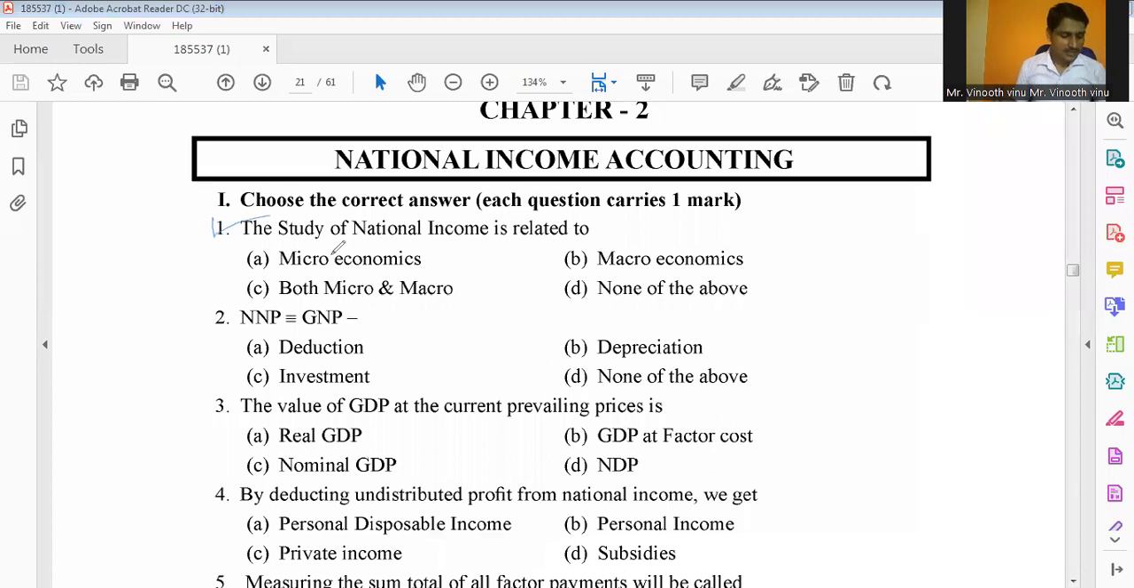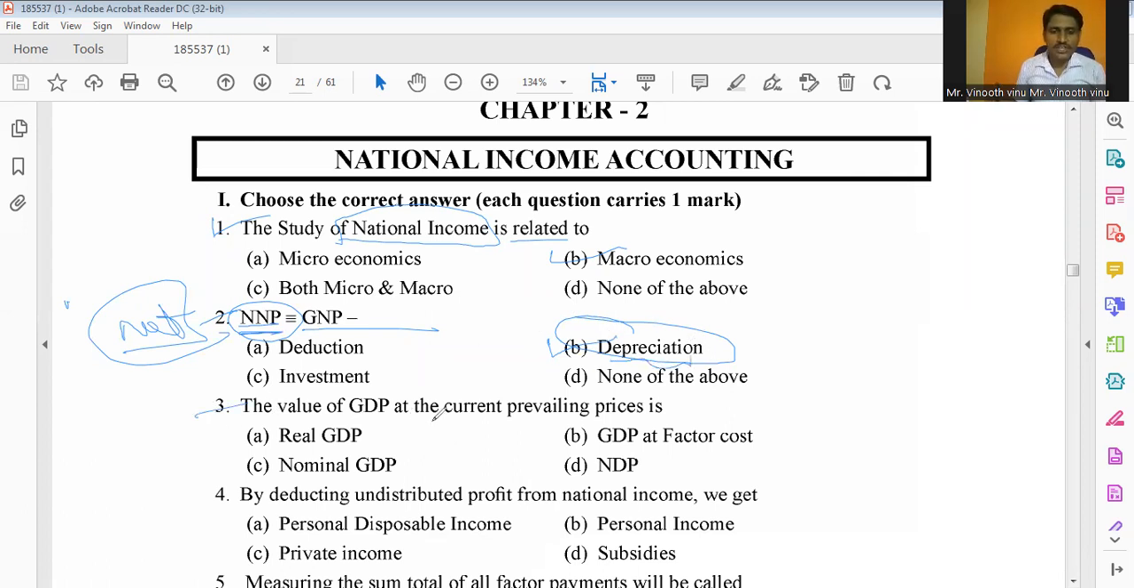The study of national income is related to macroeconomics. National income is under macroeconomics. Next, NNP is equal to GNP minus what? Depreciation. We have to deduct depreciation cost. Then we get the net value, net national product.